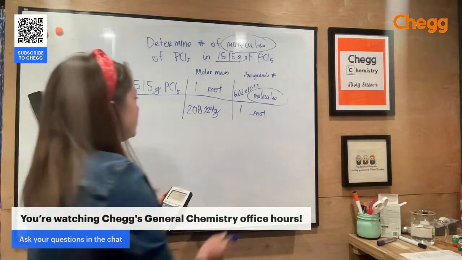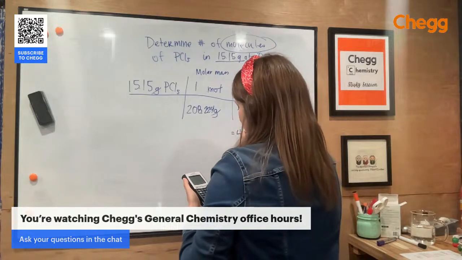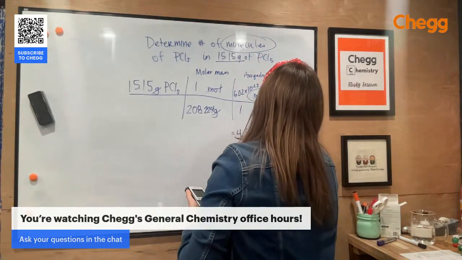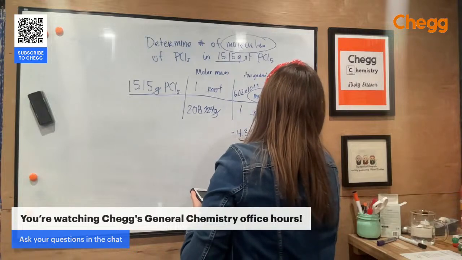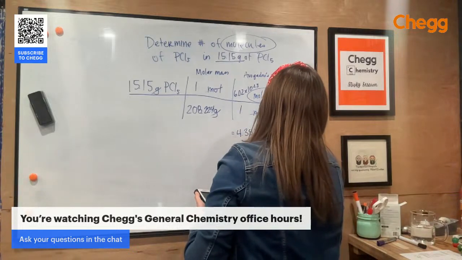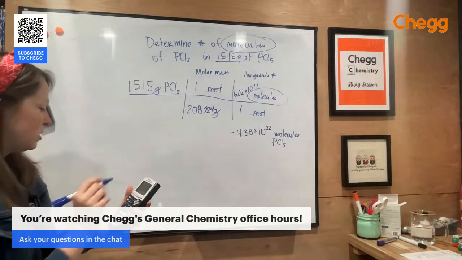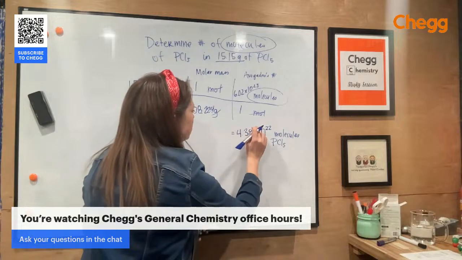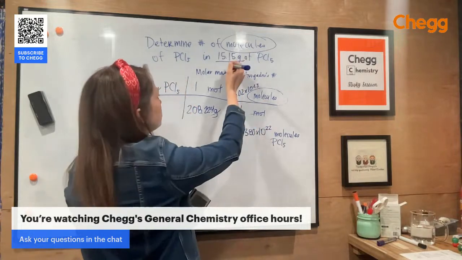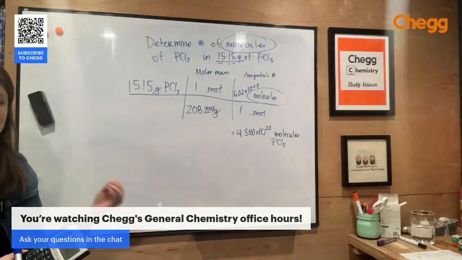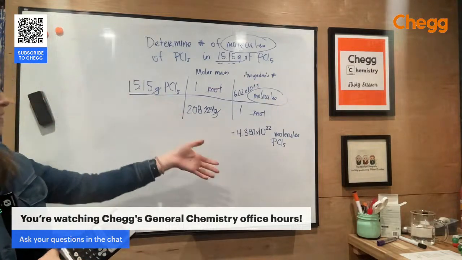All right, so we get 4.38 times 10 to the 22nd molecules of PCl5. All right, so let's just double check that. I should have done one more sig fig based on that initial value. So if you are struggling with sig figs, only worry about that initial value because we're going to assume everything on the periodic table has infinite sig figs.